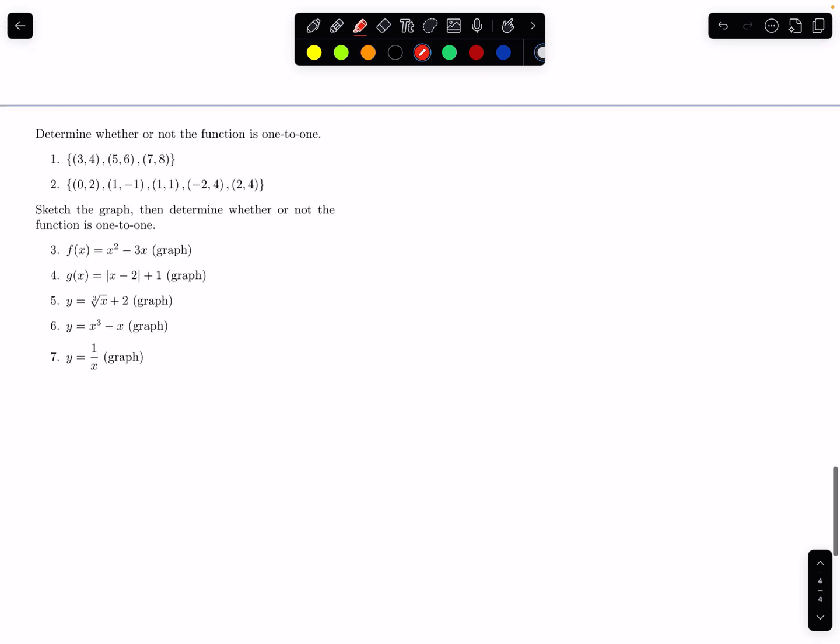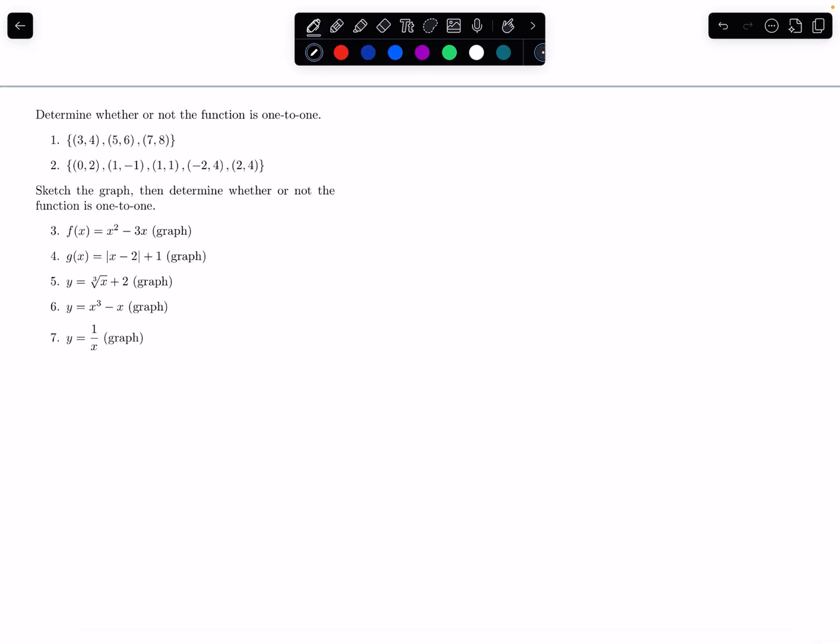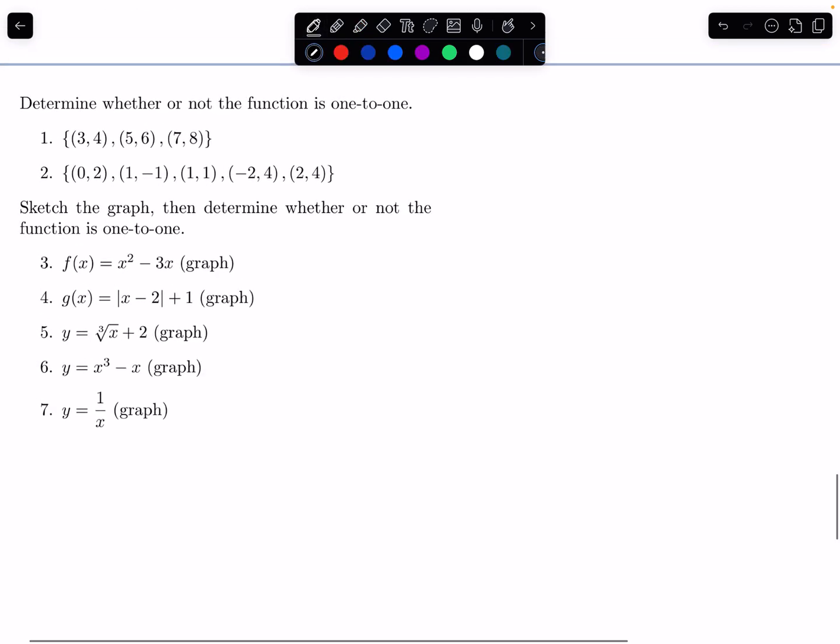All right, let's try questions 1 through 7 right now, and I have them copied down here. Starting with number 1. Determine whether or not the function is one-to-one. Easy check. Think back to that picture, remember. If it fails the horizontal line test, it's not one-to-one.